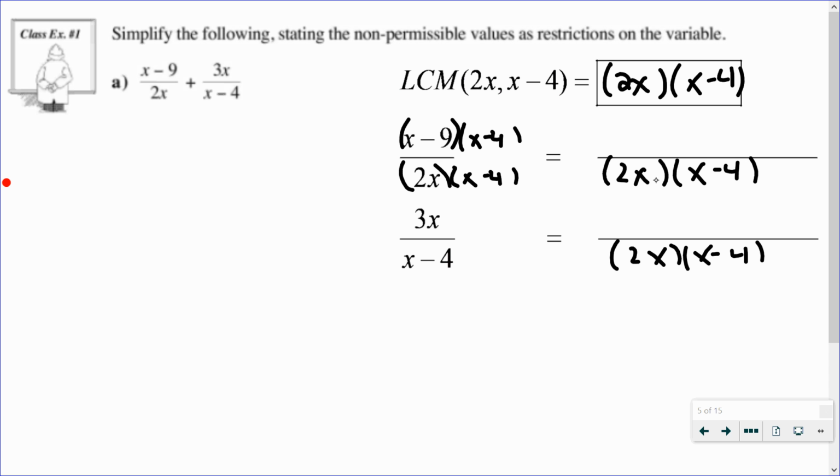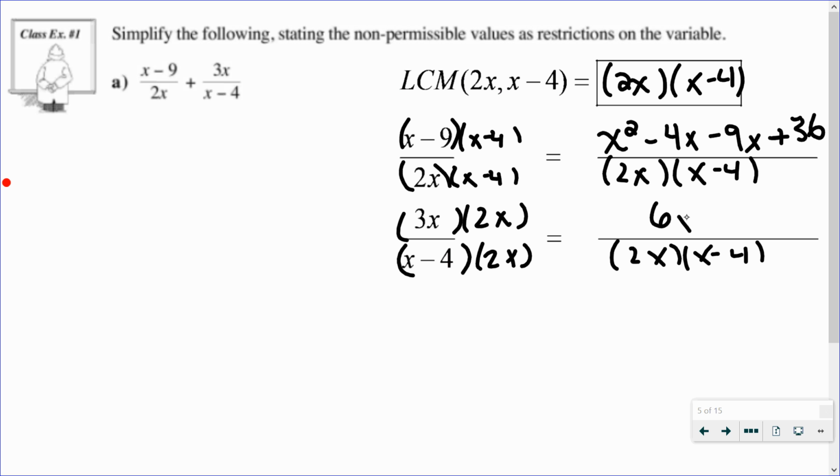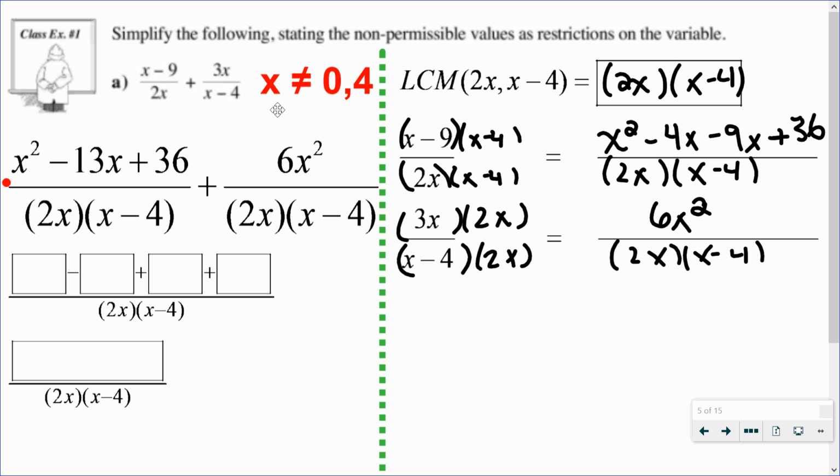So now the denominators match, so I'm going to have x times x, x squared, x times negative 4, negative 4x, negative 9 times x, and negative 9 times negative 4, positive 36. So all I have to do is combine my middle terms there. Okay, in this one here, I'm missing a factor of 2x, so I will multiply numerator and denominator, to be fair, by 2x, and I end up with 6x squared. So now we can add them together and we'll look at our restrictions. So monomial restriction of 0, binomial restriction of the opposite number.